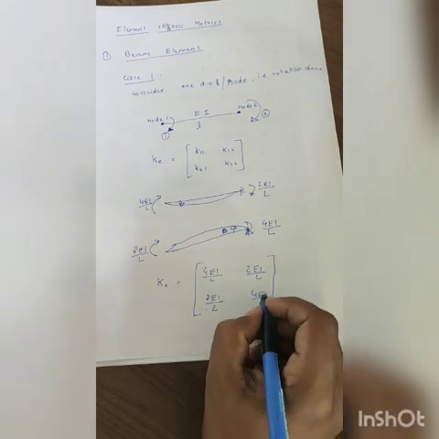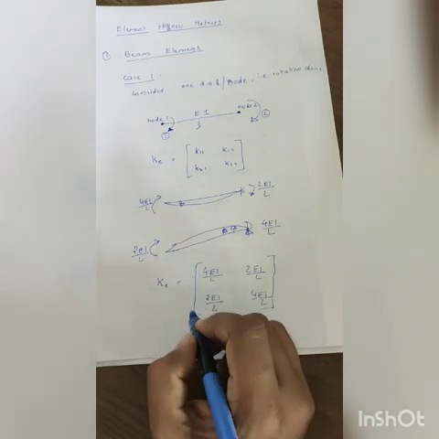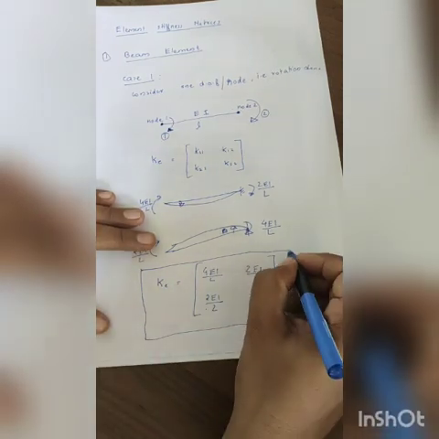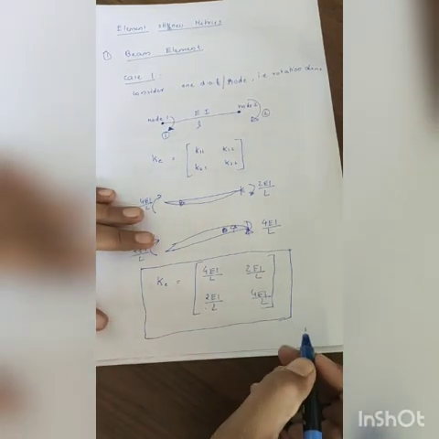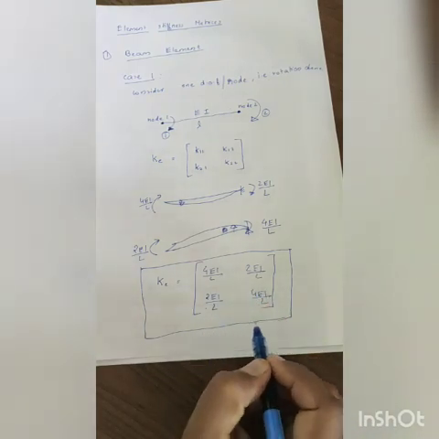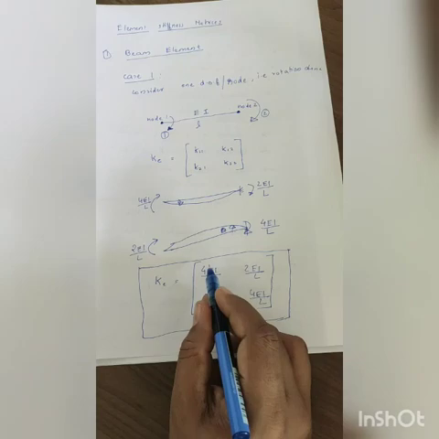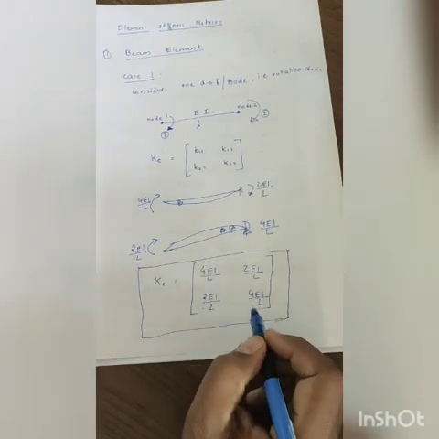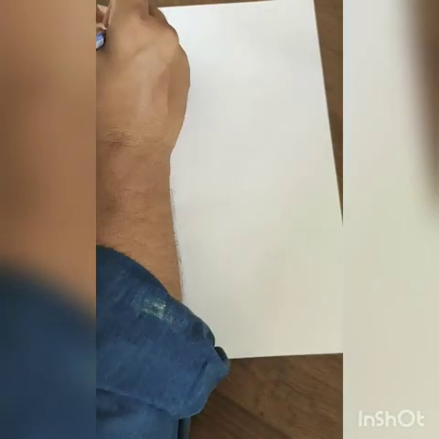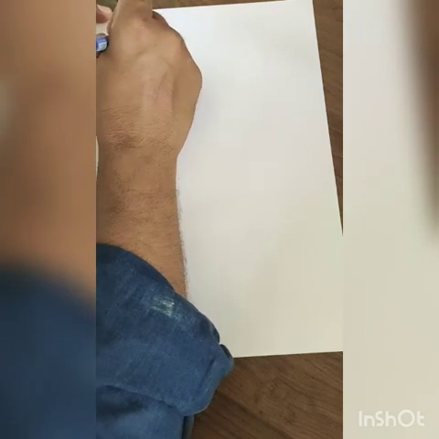So I request all of you to learn by heart this typical element stiffness matrix, which will be useful for doing structural analysis problems. This is very much required. These influence coefficients are to be learned, and this is the beam element considering 1 degree of freedom at each node. So the second case is case 2.